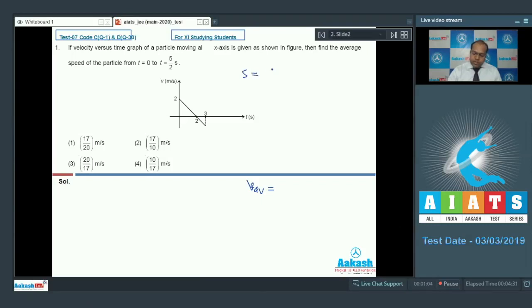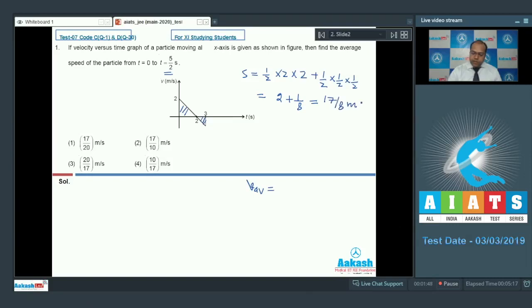So that can be written as total distance is half into base into height, that is the area of this segment, plus the area of this segment, plus half into, I have to calculate the total distance at t equal to 5/2. So at t equal to 5/2, the vertical coordinate will be 1/2. So I can write half into half. So this comes out to be 2 plus 1/8.